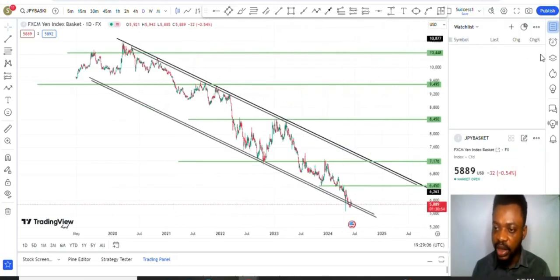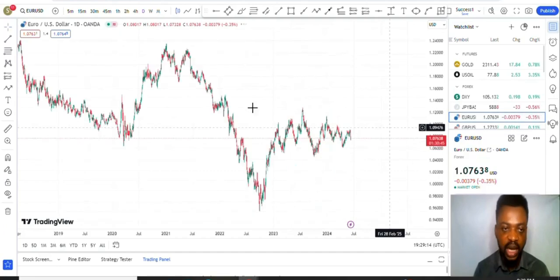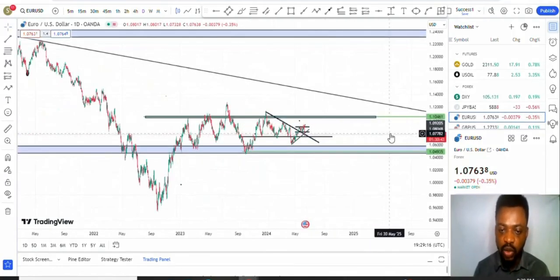So let me not say much about that. This is what I want to see on the JPY basket. Until I see that happen, I'm not interested in the JPY basket. So let's see EUR/USD.